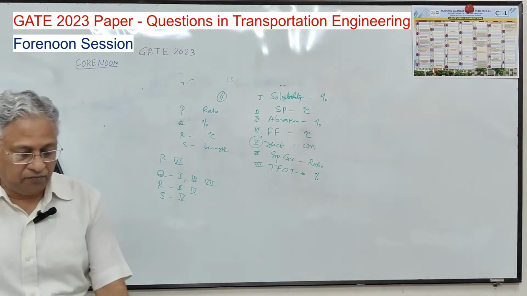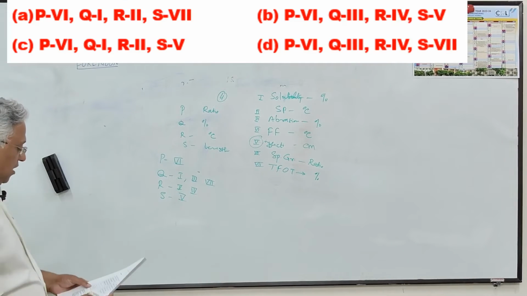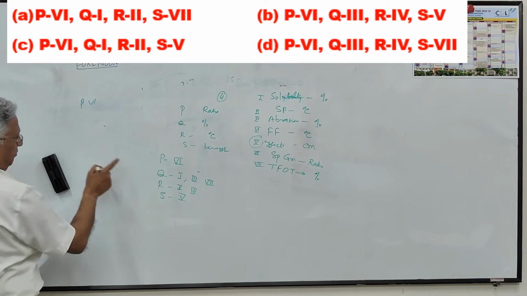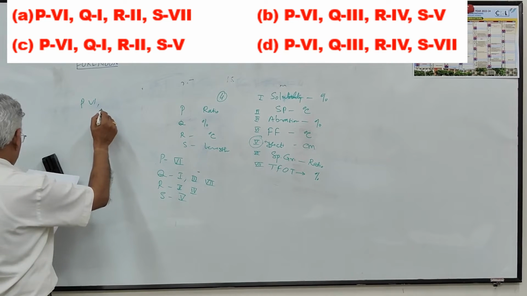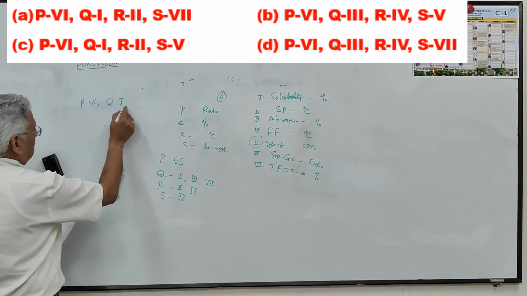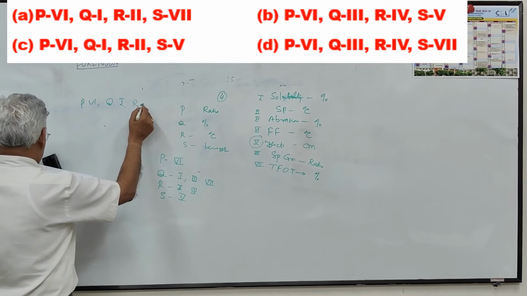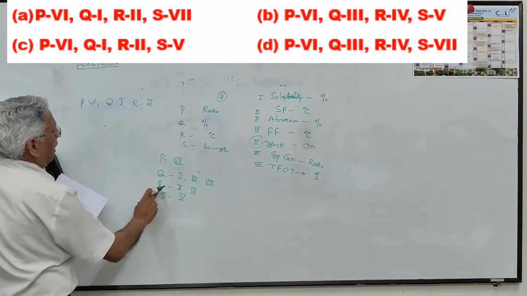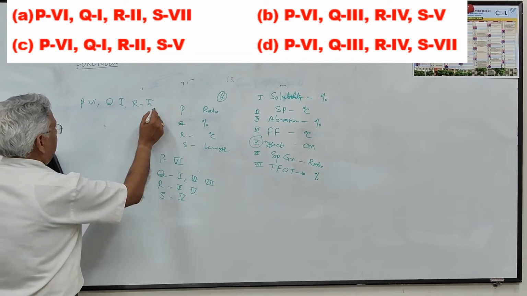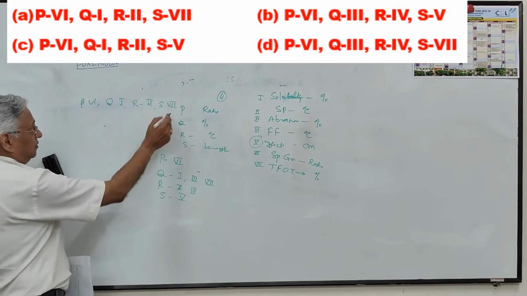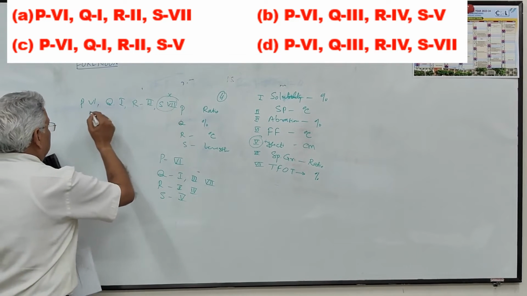Now you see the 4 options which are given. P6 is fine. Q1 is okay. R2 is also okay. S7, no, this is not correct. So this option is not correct.